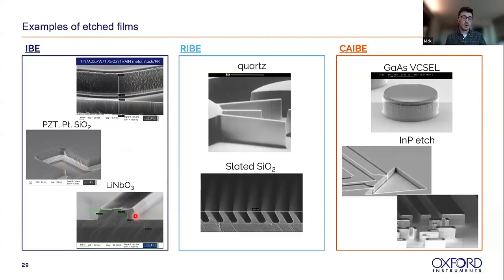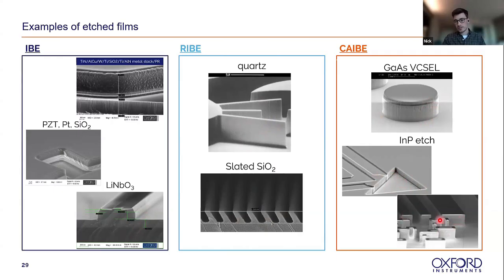So ion beam etching is used quite often for etching these very hard to etch materials, such as lithium niobate, because the argon ions are very useful for that. But we're also able to etch things like quartz as well and slanted silicon, as I mentioned. So this slanted etch is very useful for augmented reality applications. And then also some examples of chemically assisted ion beam etching. So for gallium arsenide vertical cavity lasers, pixels, but also for indium phosphide etching as well.